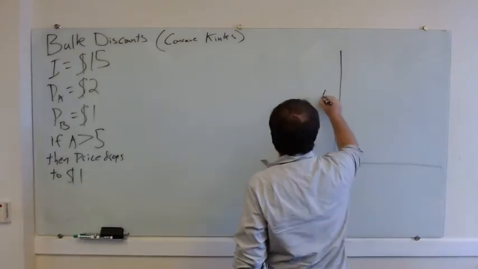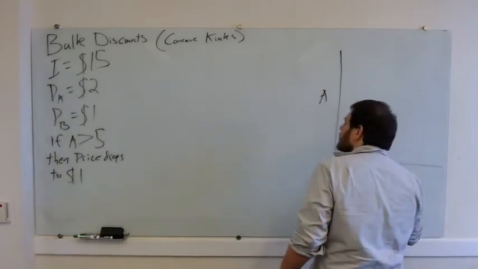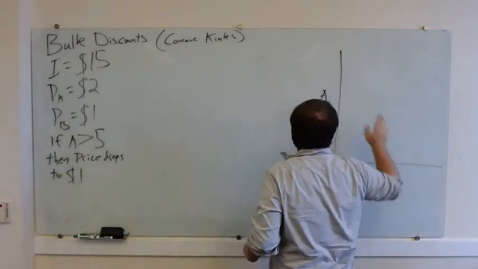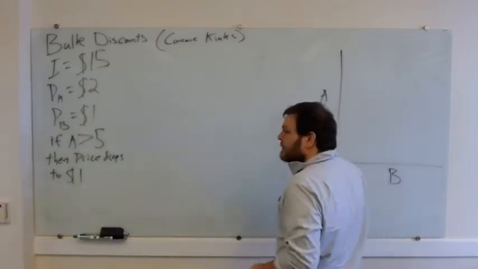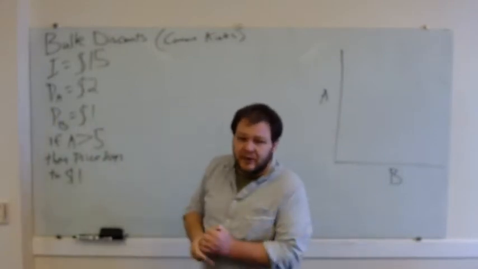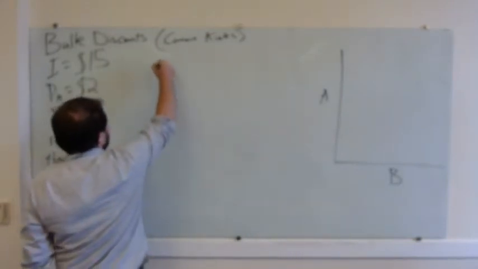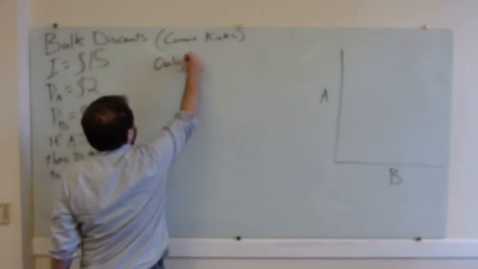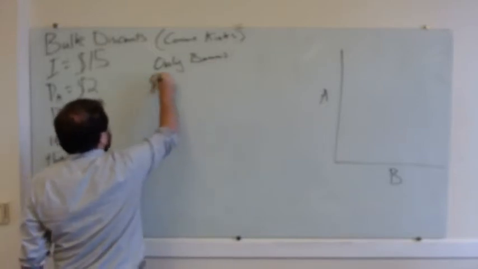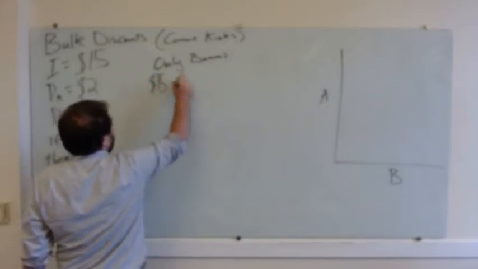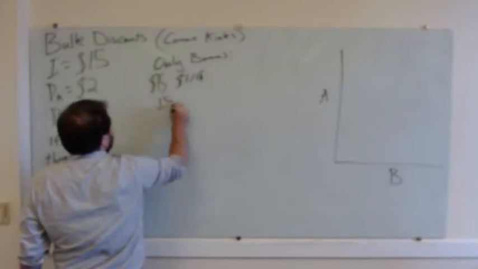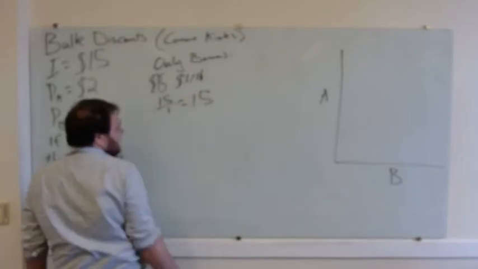I'll just put apples up here, and I'll put bananas down here. So just like before, what we're going to want to do is figure out the intercepts, how many apples you can buy, how many bananas you can buy, and then we'll want to figure out the kink point. So let's start with the intercepts. Let's start with the banana intercept because that's the easiest. In that case, you've got 15 bucks, and they're $1 a pound. So you can buy 15 over 1 is 15 bananas.